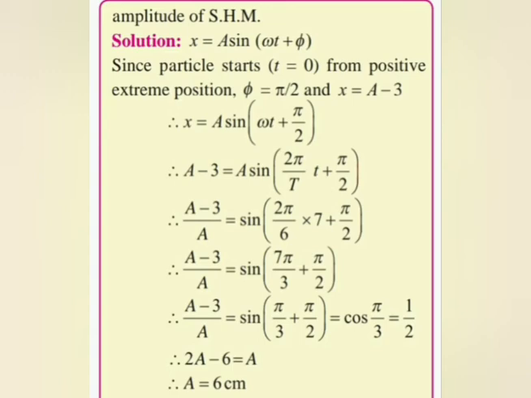When we take the cross multiplication of this condition, 2 times a minus 3, that is 2a minus 6, is equal to a multiplied by 1, that is a. So after rearranging the terms, we get a is equal to 6 centimeters. So here we are getting the amplitude.